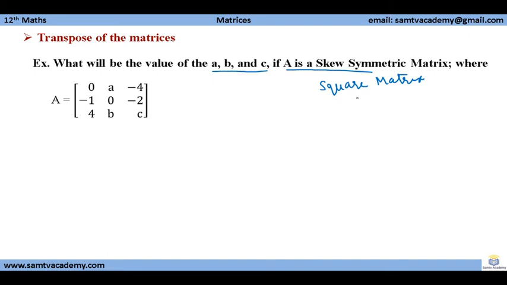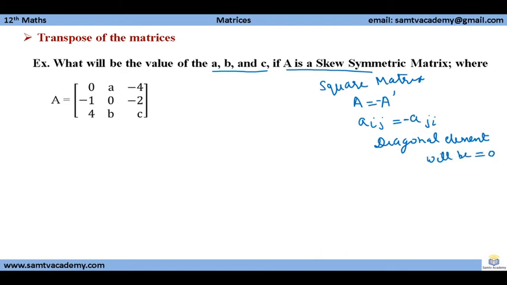Next condition is A equals minus A transpose, that is A i j will be equal to minus A j i, and diagonal elements will be equal to 0. So from this property we can directly say that the value of C will be equal to 0. Now we need to find this A.